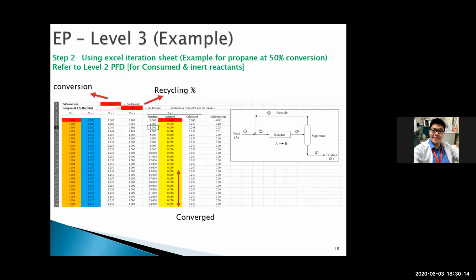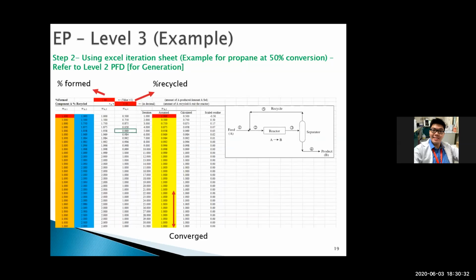To do this, I have given Dr. Rashmi an Excel iteration sheet for you to be able to perform iteration according to the recycling. The Excel sheet consists of two parts. The first one is for the conversion of the consumed product, and the other one is for the product that is formed, but initially there is an initial product. How much will it be in total?